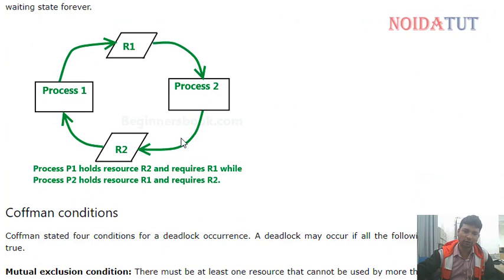Now, let us have a look at the diagram. In this, we have resources R1 and R2. We can see that process P1 holds the resource R2 and requires R1, while process P2 holds the resource R1 and requires R2.